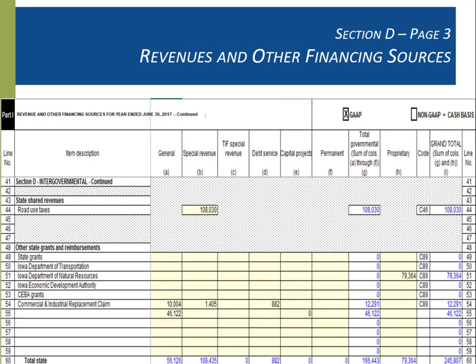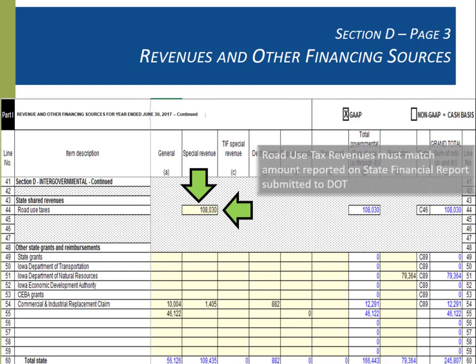Continuing in section D, now on page 3, you will see there is a special box just to report road use taxes. Road use tax is reported separately because of the constitutional requirement that it only be spent on road-related expense. The place to report road use tax is column B, special revenue, line 44. The total that you report in that cell should be the same as what you reported for the road use tax report for the Department of Transportation that is due on September 30th.